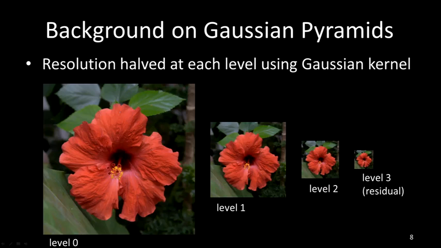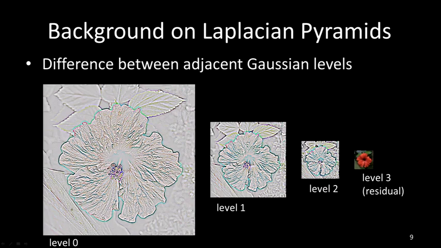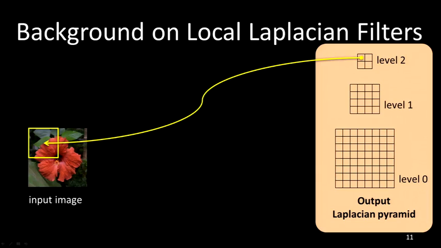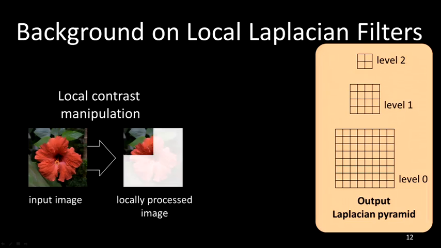Just to be sure we are on the same page, a Gaussian pyramid is a set of images which divide by 2 the resolution at each level. And the Laplacian pyramid is the difference between the successive levels of a Gaussian pyramid. The local Laplacian filters define an output image by defining its Laplacian pyramid. Each coefficient in the Laplacian pyramid depends on a different region in the image. So the idea of local Laplacian filters is to define for each region a locally processed image, relying on a simple intensity remapping.